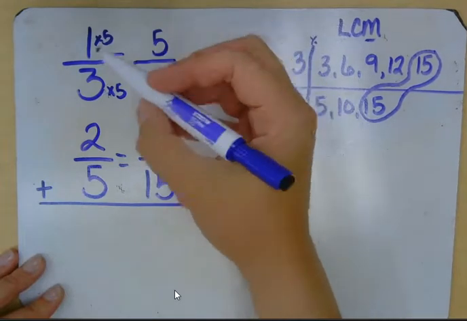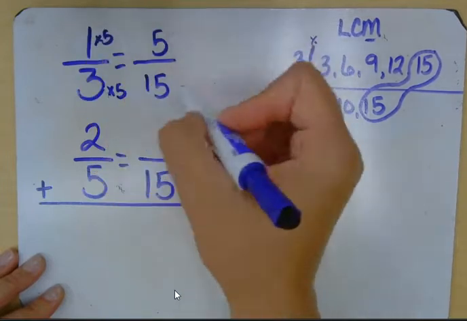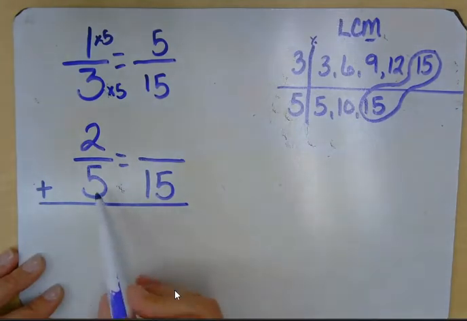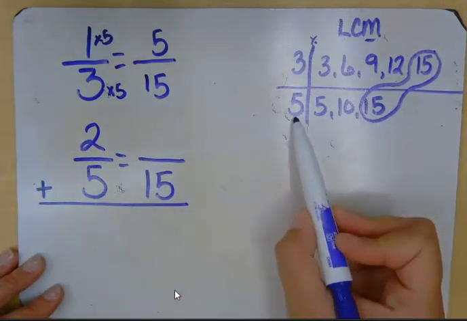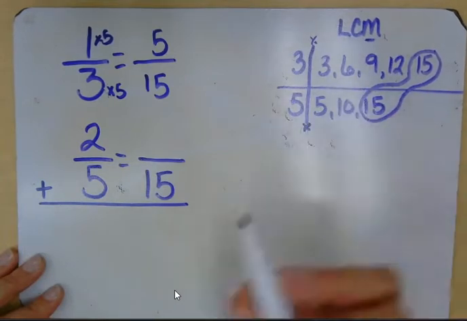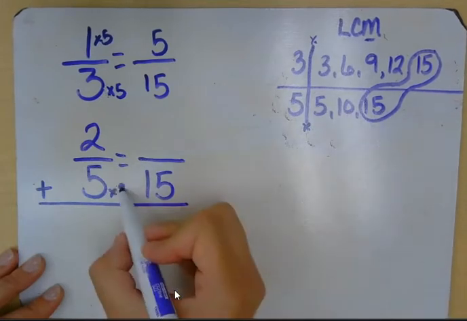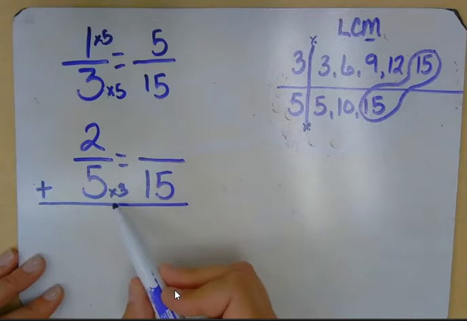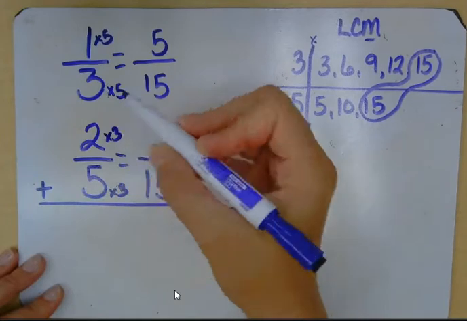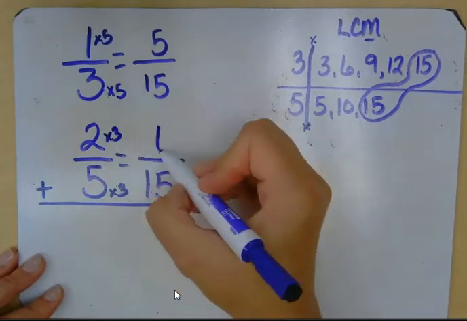How do I know that? 3 times 5 is 15. 15 times 1 is 15. They're equivalent fractions. We have another mystery to solve, folks. What did I do to the 5 over here to make it a 15? Remember, it's a multiples chart. So I multiplied that 5 times 1, 2, 3. Whatever I do to the denominator, good job, I have to do to the numerator. So I'm going to multiply my numerator times 3. 2 times 3 is 6.